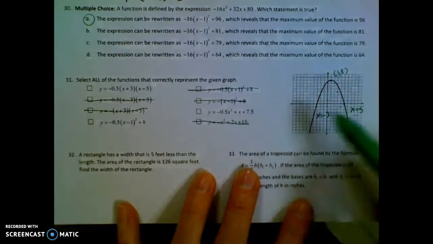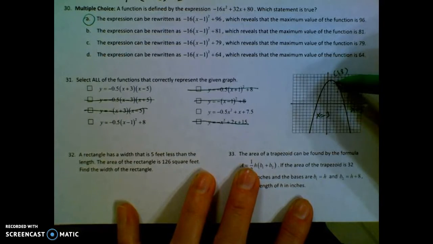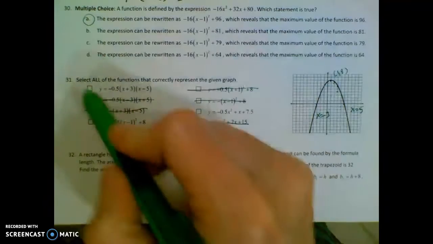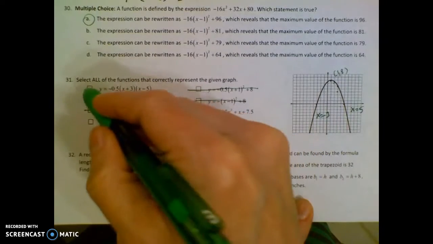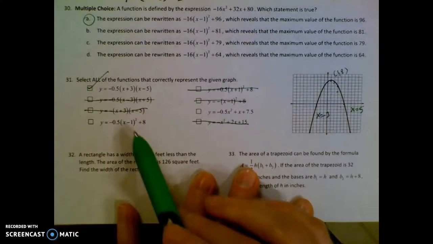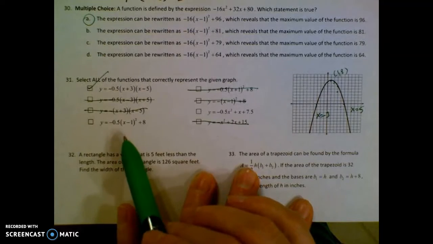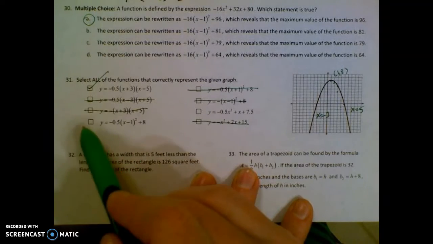Well, this guy, if you look at the pattern, it actually does go down 1/2 and over 1, and then down 1.5 over 1. So this guy has the correct x-intercepts, and the correct 1, 3, 5 pattern, so that guy works. This guy has the correct vertex, negative 1, 8. It says minus 1, but it's really positive 1, 8, so that's correct as well.